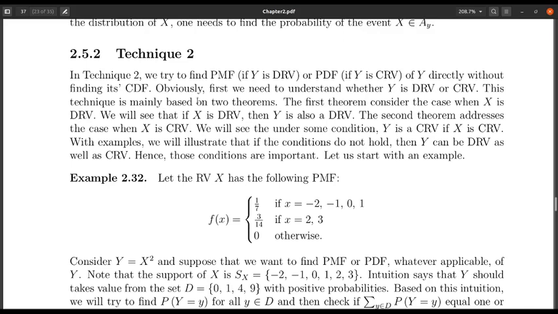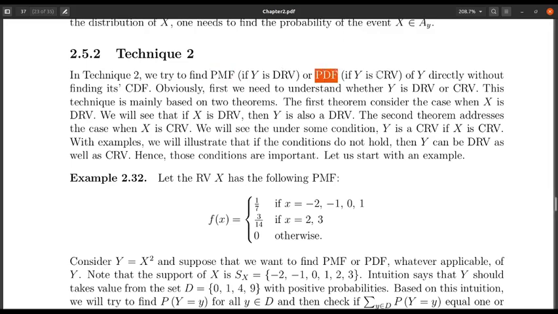Now, in this lecture, we are going to talk about the second technique, and as we proceed, you will see that the second technique is different for discrete random variables and continuous random variables. In the second technique, we try to find the probability mass function of y if y is discrete, or the probability density function of y if y is continuous.